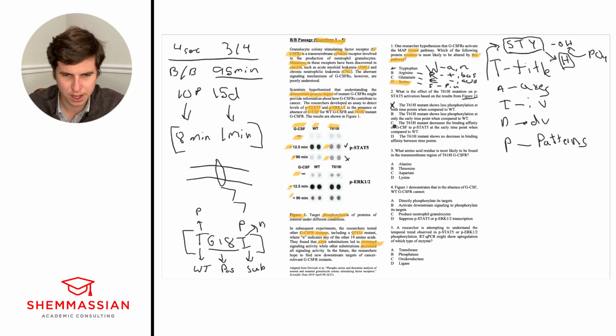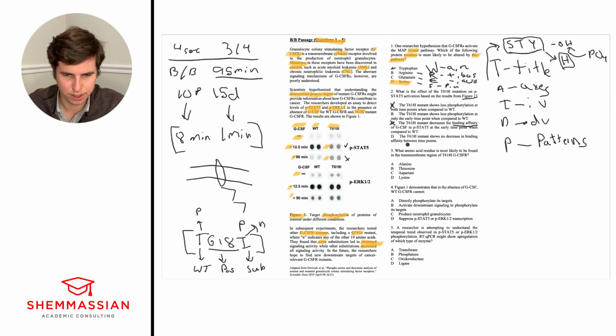Let's move to C. The T618I mutant decreases the binding affinity of the ligand to the protein. I'm not sure why the ligand's attaching to the protein, right? Because remember, the ligand's attaching to the receptor, which then later would phosphorylate the protein. So that's not even the correct kind of connection there. Also, the figure doesn't show us binding affinity. The figure is showing us phosphorylation, right? So this term of binding affinity, we can't evaluate that. We don't know. So we're going to take that one out.